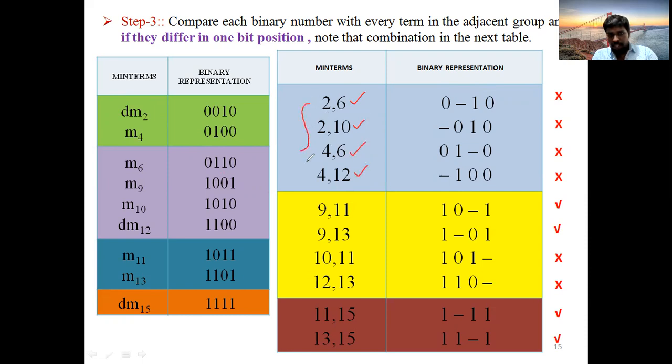These are the 4 combinations you will get when you compare all the terms in the first group with all the terms in the second group. Okay, clear? And these are the respective answers for those. Likewise, compare all the terms present in the second group with all the terms in the third group. When you compare these terms, you will get 9, 11, 9, 13, 10, 11, 12, 13. You will get these 4 when you compare group 2 with group 3.